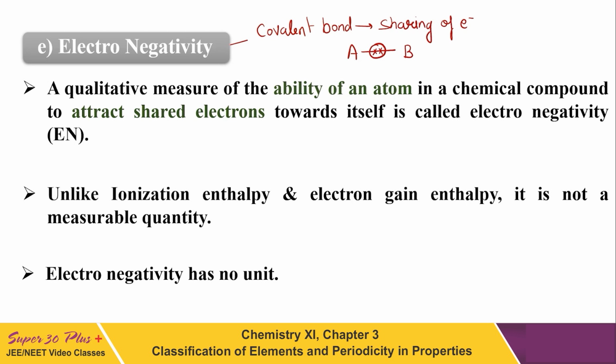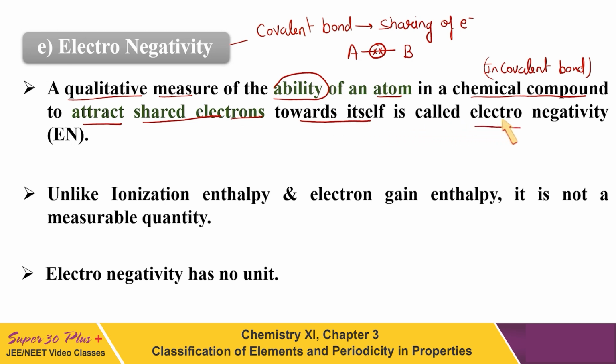So you see, it is a qualitative measure of the ability of an atom in a chemical compound, in a covalent bond, to attract the shared pair of electrons toward itself. If some atom is in the free form, not forming any covalent bond, completely free, absolutely free, you would not be able to define its electronegativity.